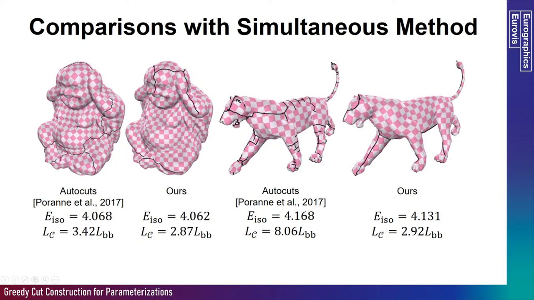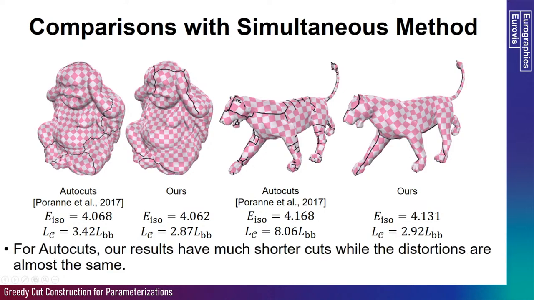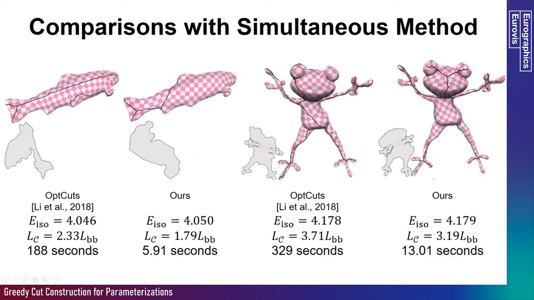Here are the comparisons with simultaneous methods. We select the AutoCut method and the OptiCut method as competitors. For AutoCut method, we show the comparisons with the Buddha model and the Tiger model. Our results have much shorter cuts, while the distortions are almost the same. Here are two examples of the comparison between OptiCuts and ours.